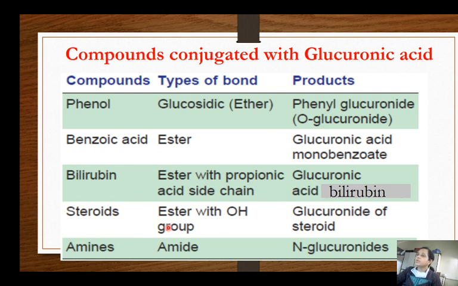Steroids. The glucuronic acid will form an ester bond with the OH group of the steroids to form glucuronide of steroid. Amines. The glucuronic acid forms an amide bond with amines to form N-glucuronides. So, the compounds that are conjugated by glucuronic acid are phenol, benzoic acid, bilirubin, steroids, and various amines.